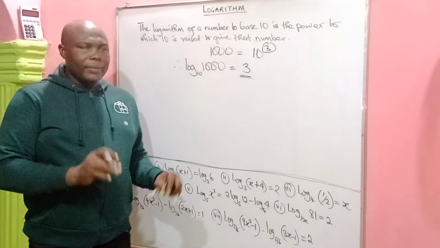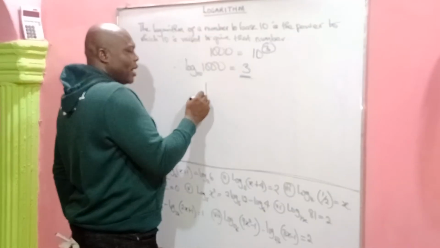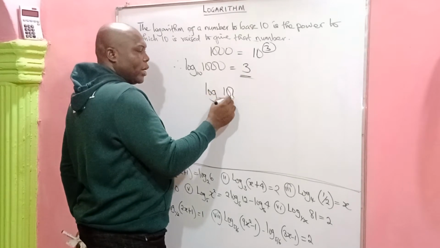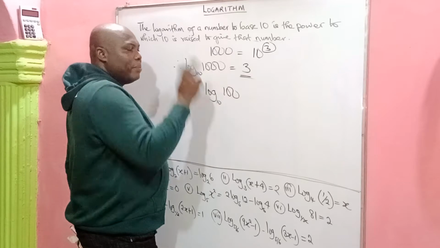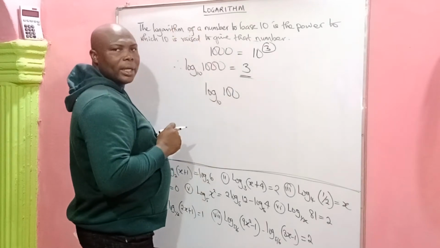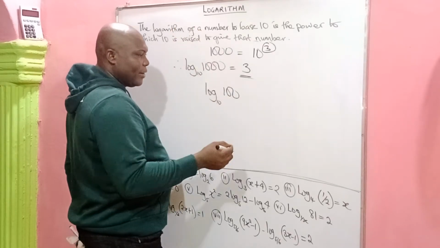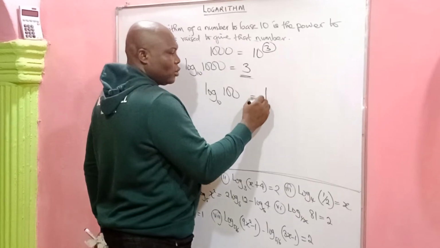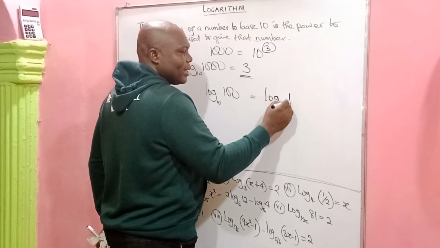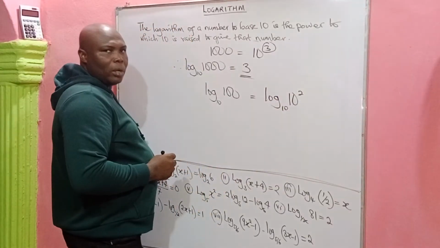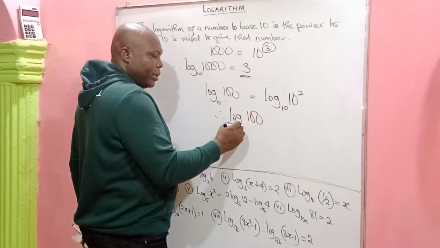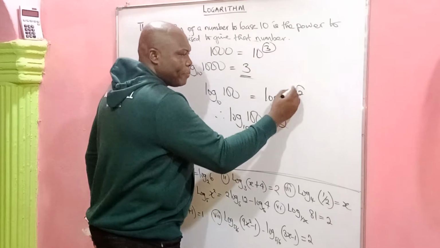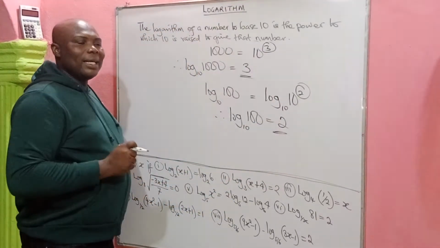So that's what the log of 1000 to base 10 is. It's simply 3. The same thing if you're asked to find the log of 100 to base 10. We want to know by how many times 10 will be raised to give us 100. Alright, 100 is 10 times 10, which is 10 raised to the power of 2. It therefore means that the log of 100 to base 10 will simply give us that power, which is 2. Please take note of that.